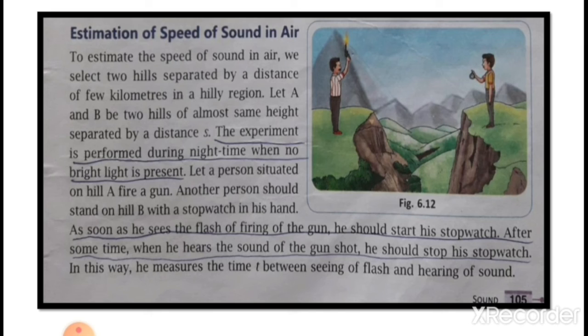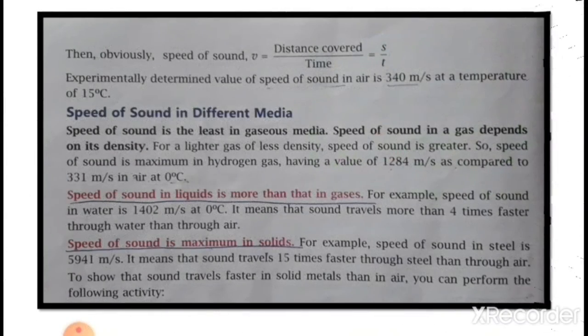So what we are doing is that person B, who is on the second hill, should start the stopwatch when he sees the fire. Okay, and he should stop the stopwatch when he hears the sound. So the time between the seeing of the flash and the hearing of sound is taken. Okay, and we have measured the distance between the two hills also.